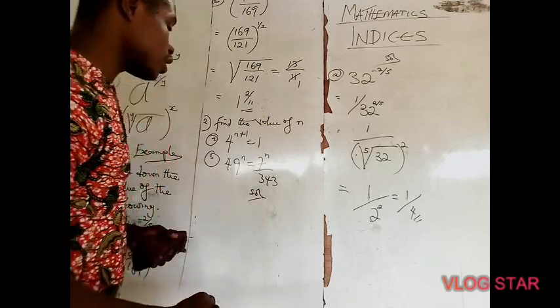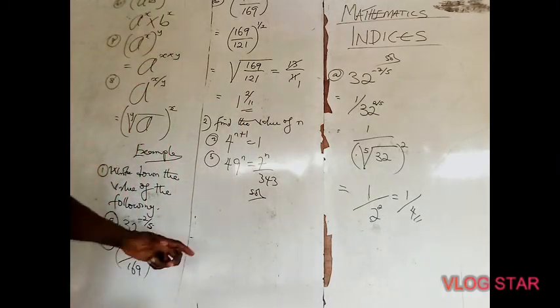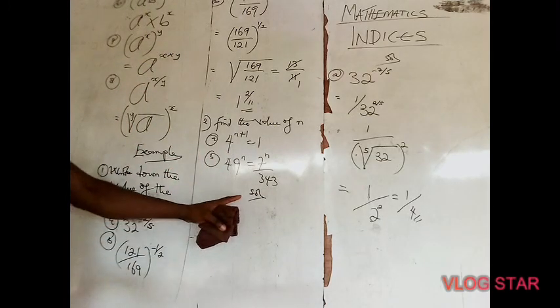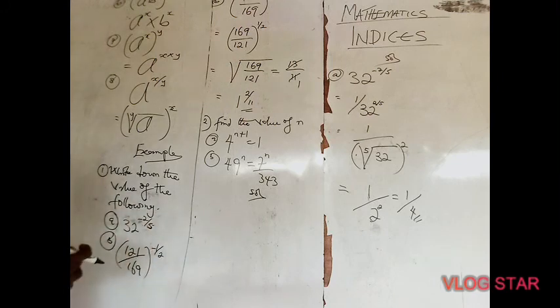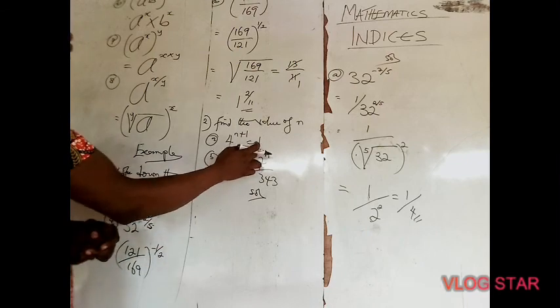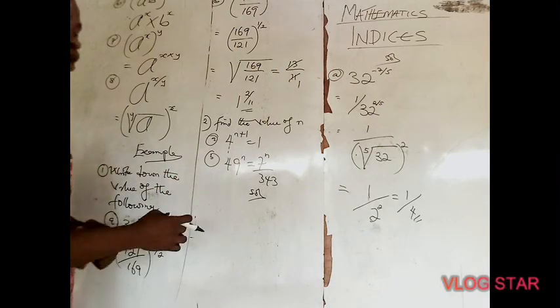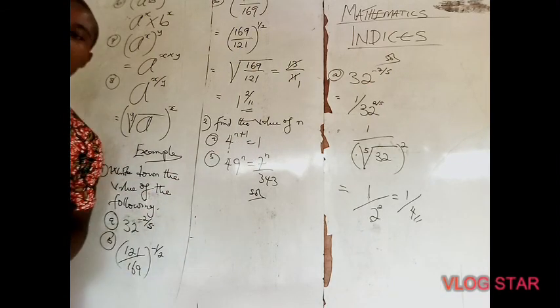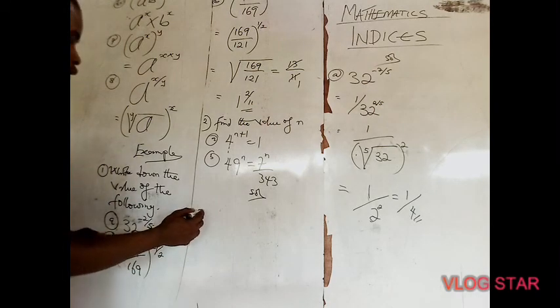Solution. How do we find the value of n here? In this case, we have an indicial equation. So under solution, what you're going to do is make sure that you express the two sides, the two bases, to be equal. Ensure that the two bases are equal before you simplify further. So under solution, we go down with the first one.